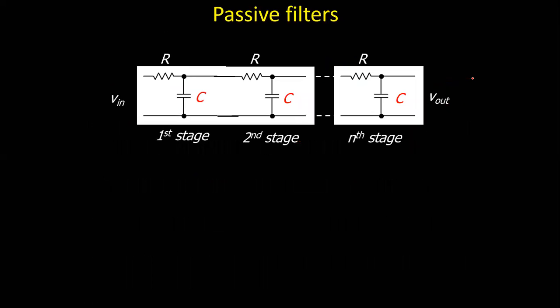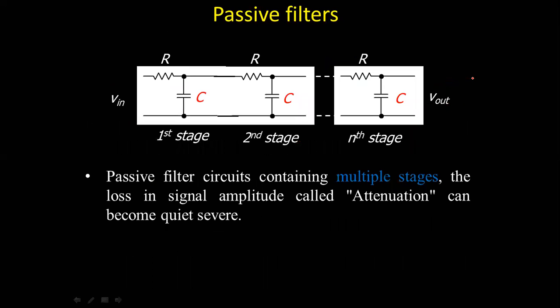Now this particular circuit is the same low pass filter in cascaded form. The passive filter circuits contain multiple stages. The loss in signal amplitude, called attenuation, can become excessive. As I told you, a single RC circuit provides an output signal which is less than the input, and if you connect many circuits in the same form, the output at the output side is very much less than the input voltage signal. So this is a severe problem.